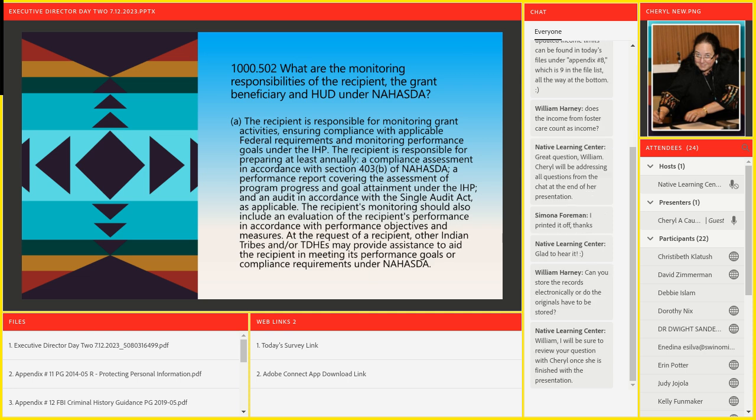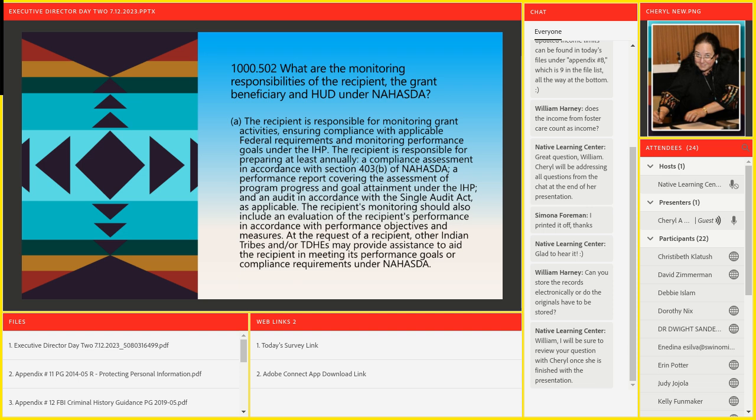And then our monitoring responsibilities. And I'm really running over and I apologize. The recipient is responsible for monitoring grant activities, ensuring compliance with your federal requirements, monitoring performance under your IHP, preparing at least annually a compliance assessment in accordance with 403B of NAHASDA.